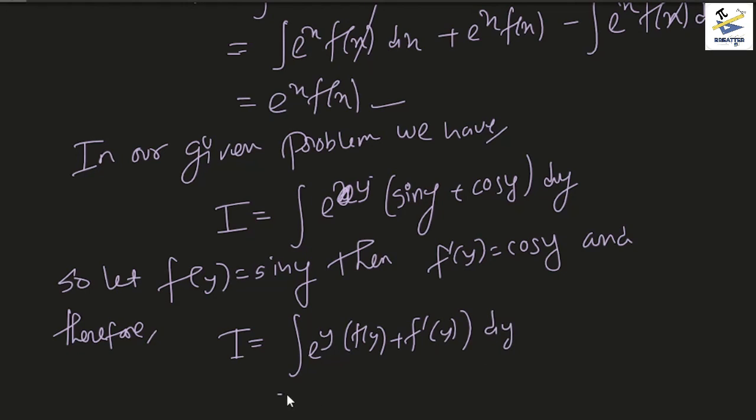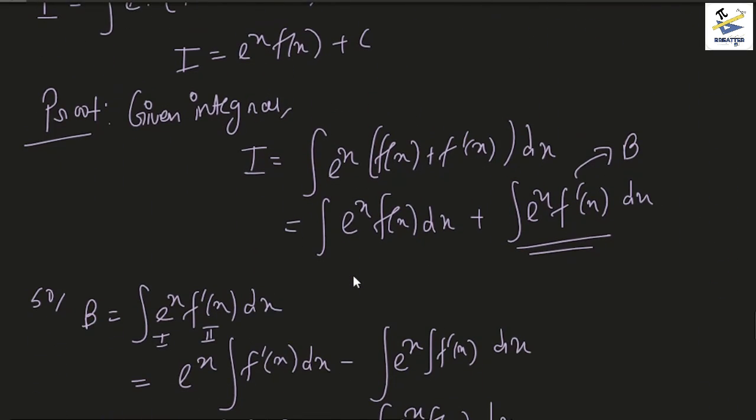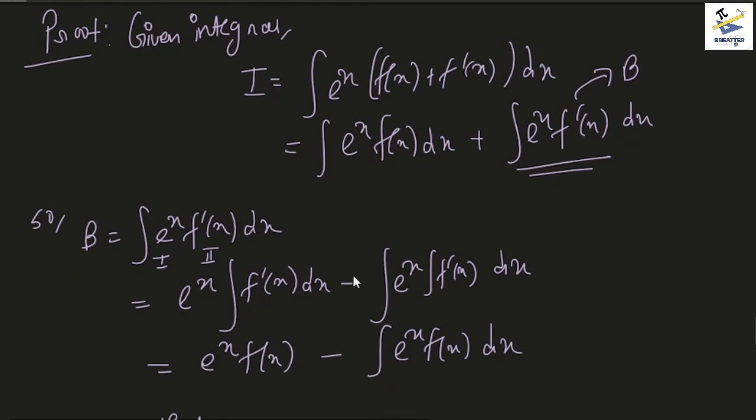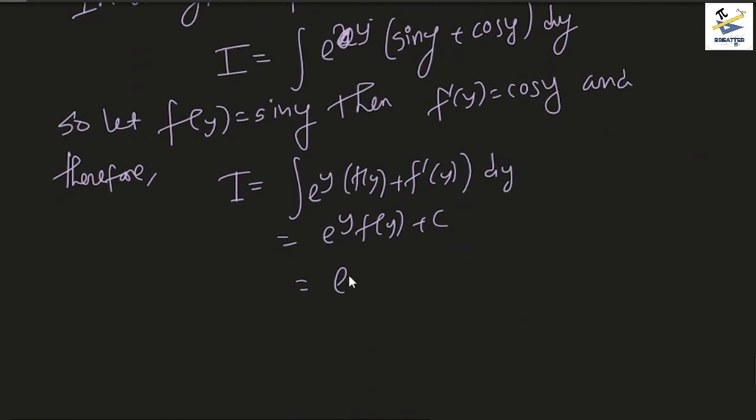And from the lemma we see that this is basically equal to e to the power y into f of y plus c. Putting back y, we get e to the power, and what was y again? y was log of x, right? So we get e to the power ln x into f of ln x plus c. Now e to the power ln x is just x, and f of ln x is just sine of ln x, so the answer is x sine of ln x plus c, which is the answer to our integral.